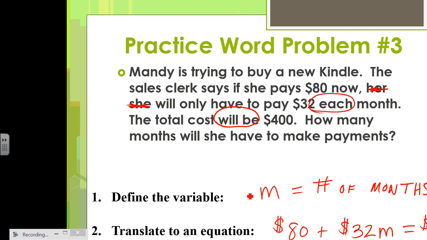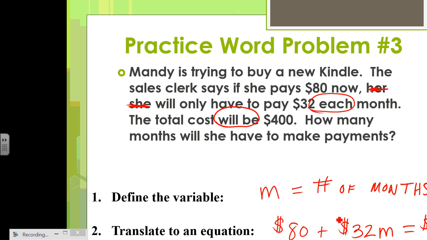And of course, that could look a little different. That could look like 32M plus 80 equals 400, or have the 400 on the other side. All of those variations are fine based on your properties. And then hopefully when you solve that, you found that M, the number of months, is 10.